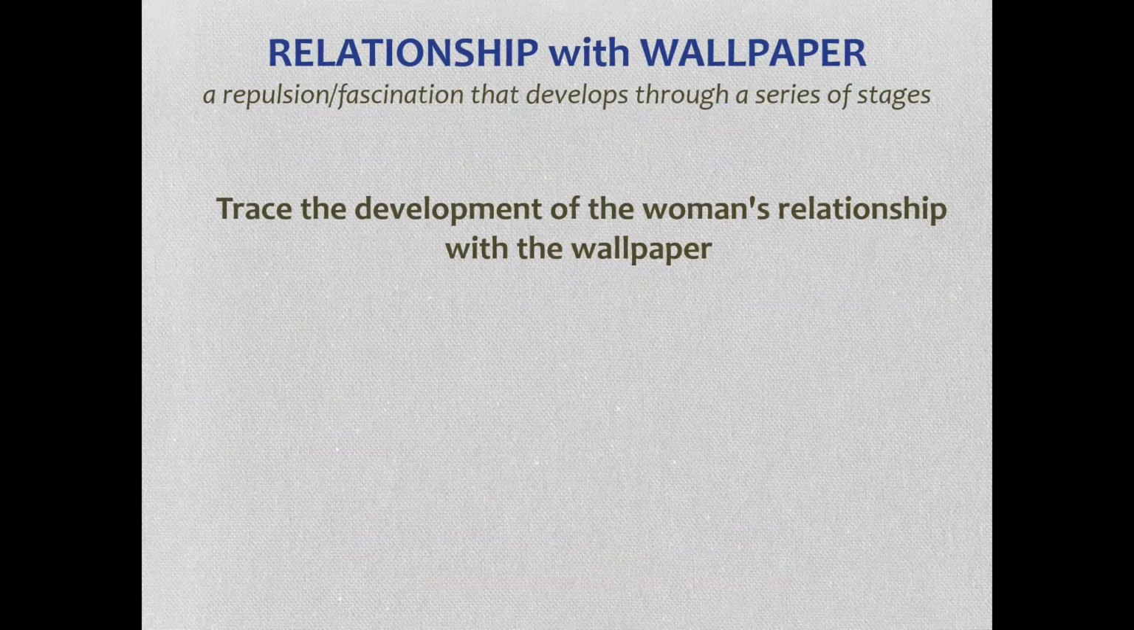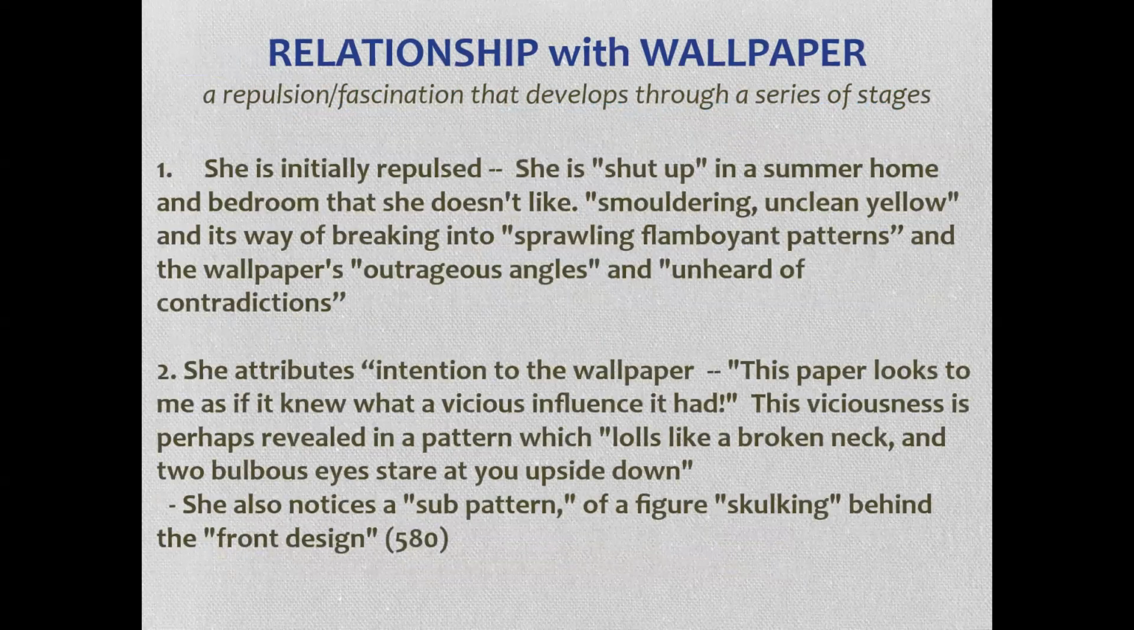So now let's look at the wallpaper and how the wallpaper figures into the story. We can actually trace the development of her relationship with the wallpaper. When she first encounters the wallpaper, she is repulsed. She says she's shut up in a summer home in the bedroom she doesn't like. It's smoldering, unclean yellow, and it has a way of breaking into sprawling, flamboyant patterns. The wallpaper she calls outrageous, with unheard-of contradictions.